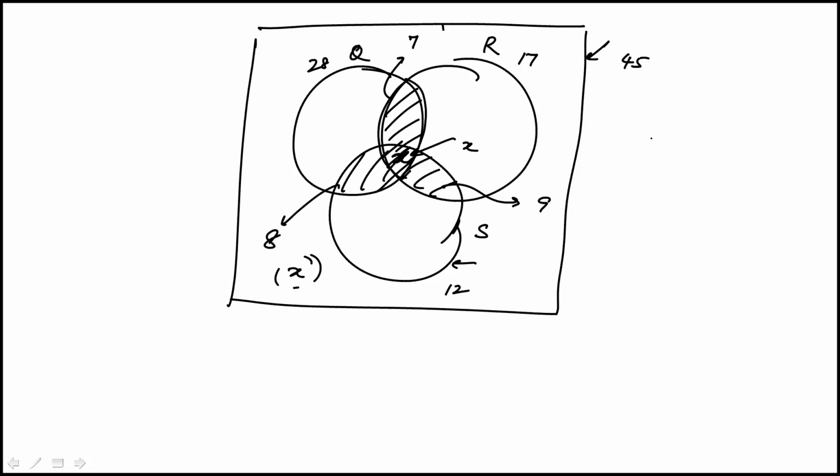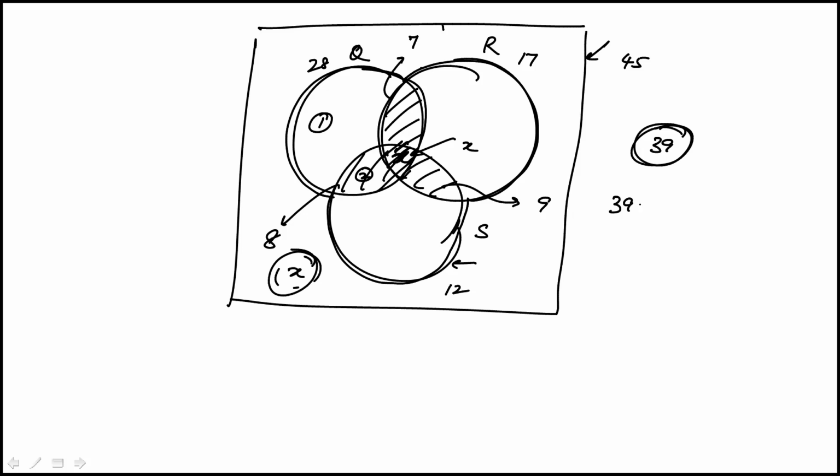They further tell you that 39 of the households subscribe to at least one of the 3 newspapers, which means this entire region, which is going to consist of people who subscribe to one newspaper would be here, person subscribed to 2, and then 3. So this entire region collectively adds up to 39. So if I add 39 to X, which is people who subscribe to neither, that must add up to 45, which means X is 6.